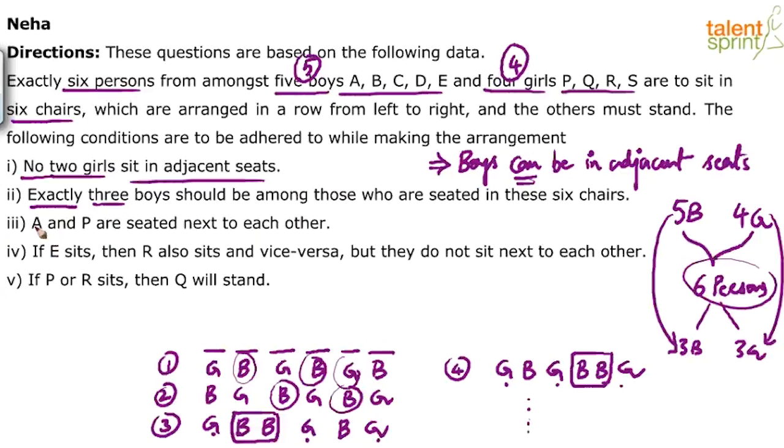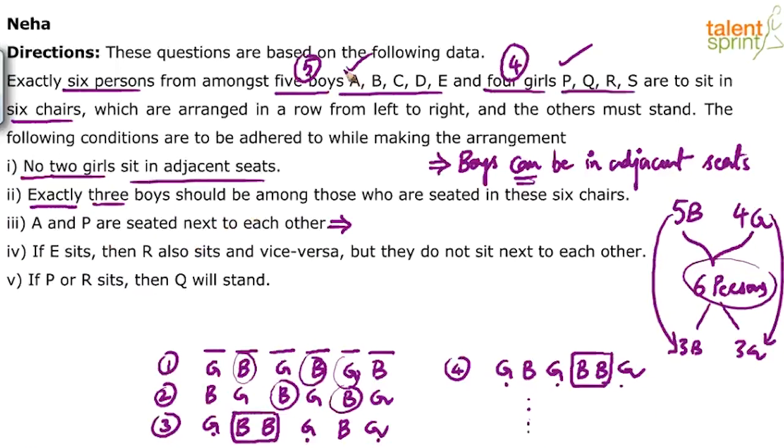Point number 3, A and P are seated next to each other. Now what does this mean? First observation should be that A and P are seated. Definitely A and P are seated. A and P are not standing. So A has been selected. Among the boys, A is definitely selected. Among the girls, P is definitely selected. Because he has given these conditions, all the conditions have to be met. Where the third condition is A and P are seated next to each other.